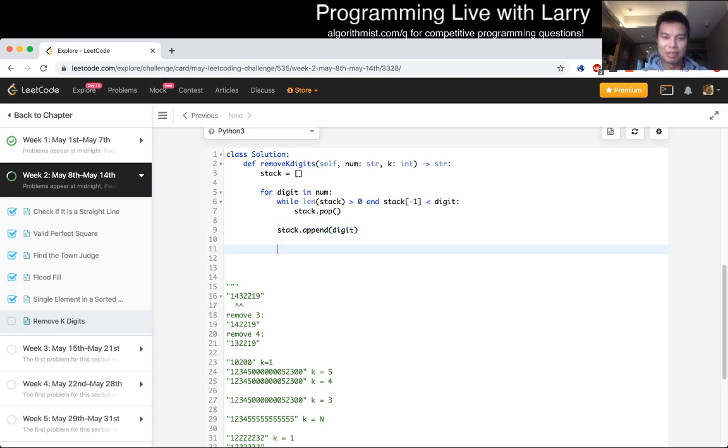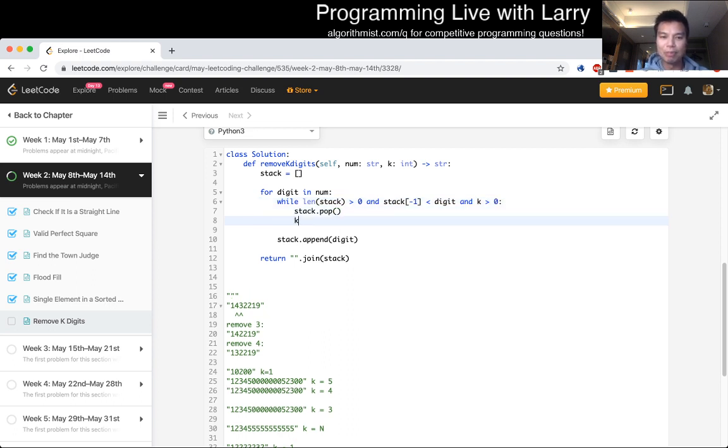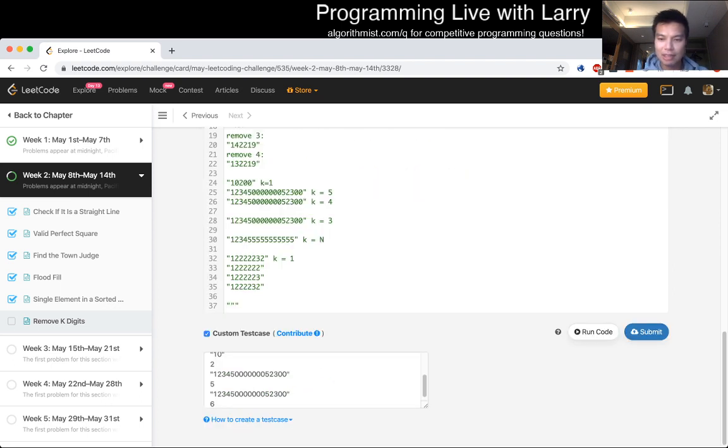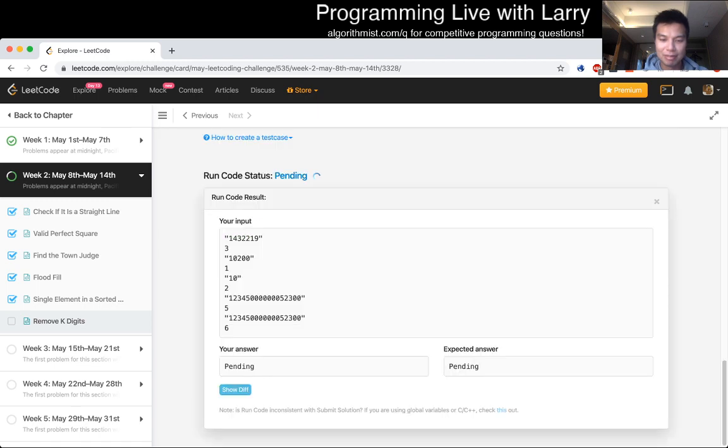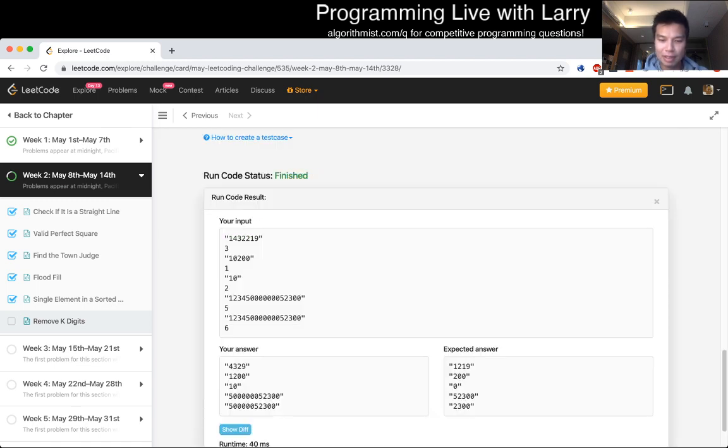Okay, I know we have to remove the leading 0, but I think we're okay with converting this back to a string. Oh, actually, I forgot to consider k. So k is bigger than 0, and for each digit we pop, we want to remove 1 from k. Okay. Yeah, so let's run it real quick. I think this is roughly right.